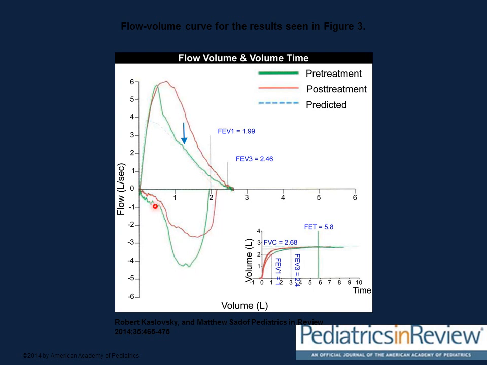And the inspiratory loop here looks normal. And in the volume time curve here, you will see the forced vital capacity is normalized after the treatment. And the difference here, as you can see, is that the patient is able to exhale more volume of air in the first second than before the bronchodilator. But both of them have normal forced vital capacity, as most of the asthma patients.